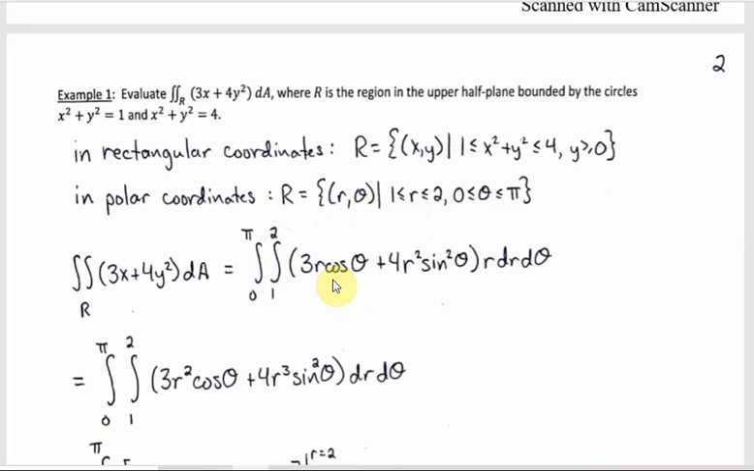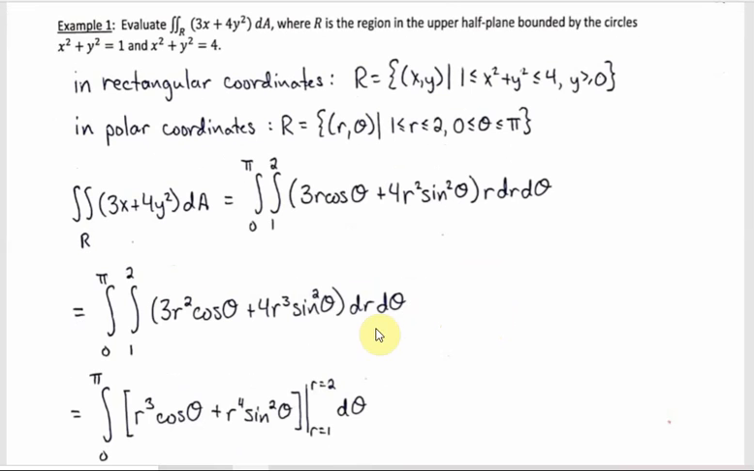And then notice here I just subbed in that x is r cosine theta. And then if y is r sine theta, then y squared is r squared sine squared theta. And then don't forget that r right there, dr d theta. Next step is just distribute the r. That's all I did here. Right, this r right here, just multiplied it through.